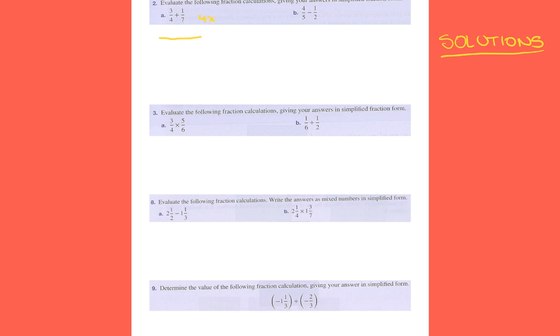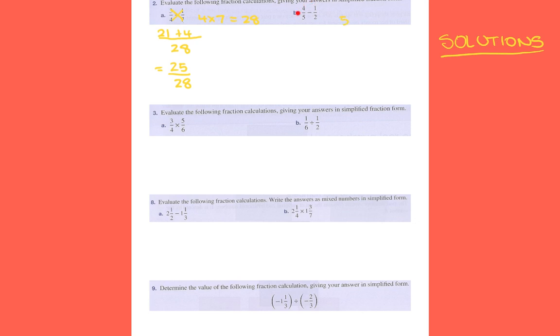Okay, to find the common denominator, we multiply the 4 and the 7. 4 times 7 is 28. There we have 28. And then we cross multiply. 3 times 7 is 21, and 4 times 1 is 4. Then we add 21 plus 4 over 28.